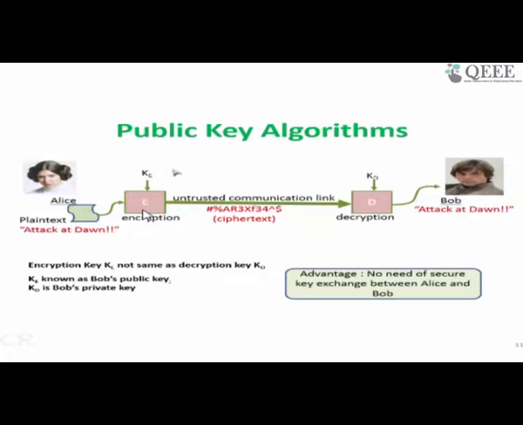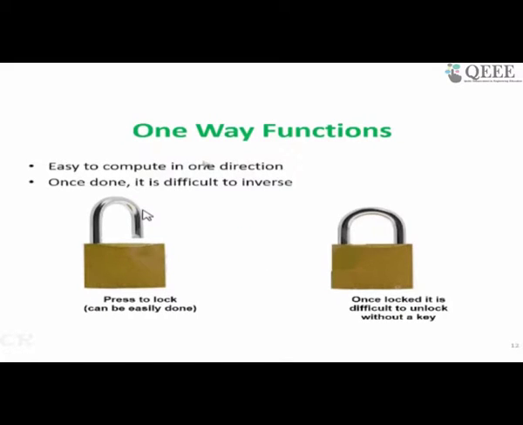So before we go into details about how this public key algorithm actually works, we will take a small example which does not involve any mathematics, and which we may have actually done in our day-to-day life. Public key algorithms make use of something known as a one-way function. A one-way function is a function which is easy to compute in one direction, but difficult to invert.